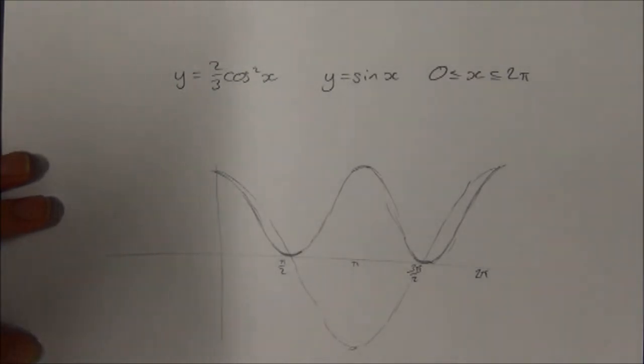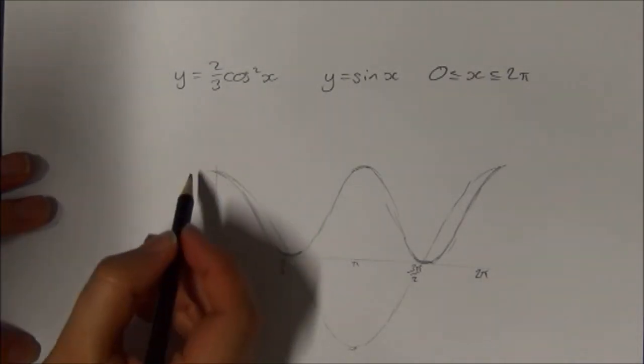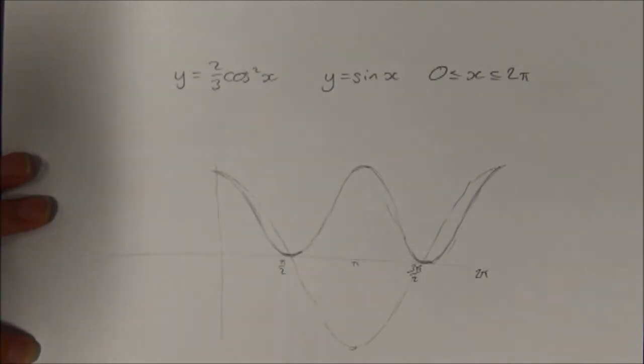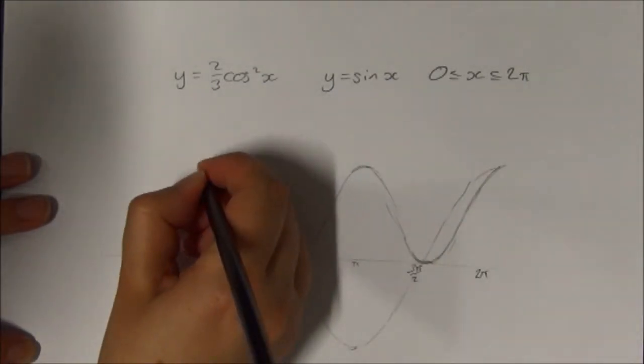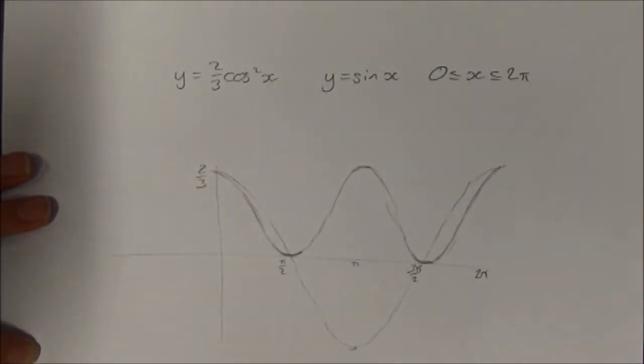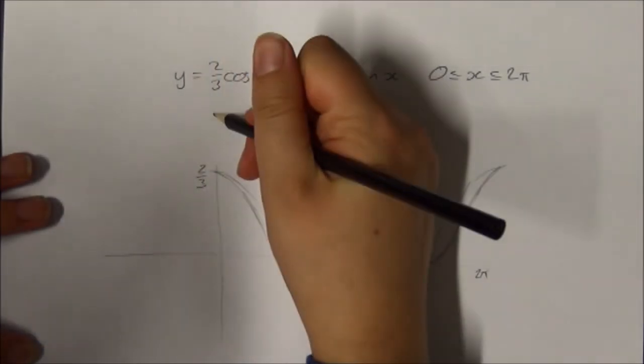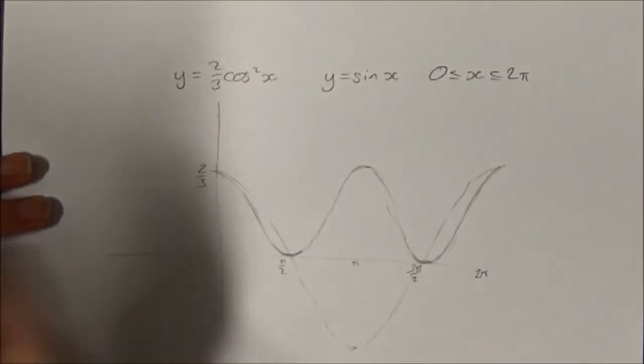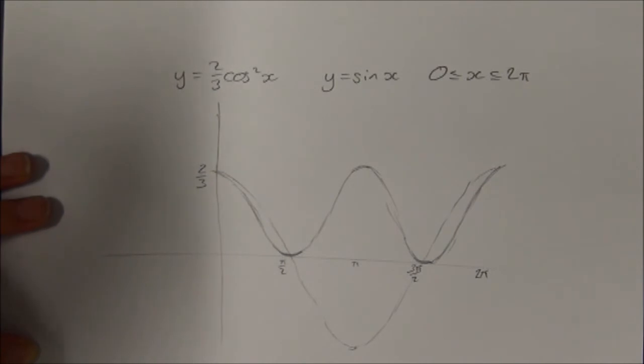It's not, it's 2/3 cos squared x. But all that means is that instead of my axes going up to 1, this point here is 2/3 instead. So I'll just make my scale of the axis appropriate for that. Now on the same graph I have to draw y equals sine x.